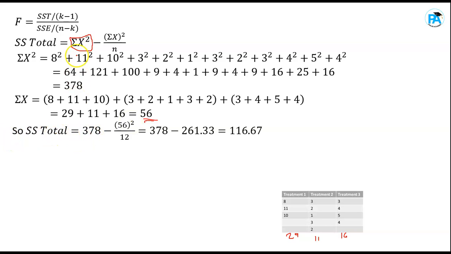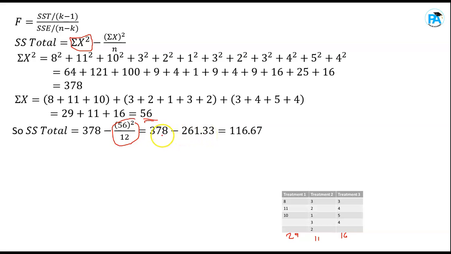total, you substitute 378 in place of this to get 378 minus. Now we say sigma x squared. So sigma x is 56 squared. Do you get it? Divided by 12. Now the square is only affecting the numerator, please. It doesn't affect the denominator. I hope you are following. So you are going to get 378 minus, when you punch this on your calculator, 56 squared divided by 12, it gives you 261.33. Check it out if I'm not mistaken.